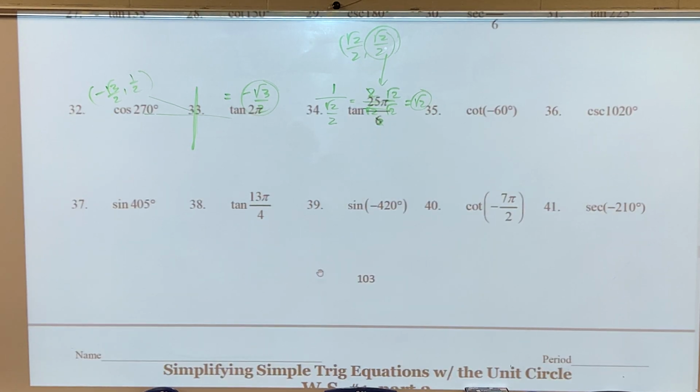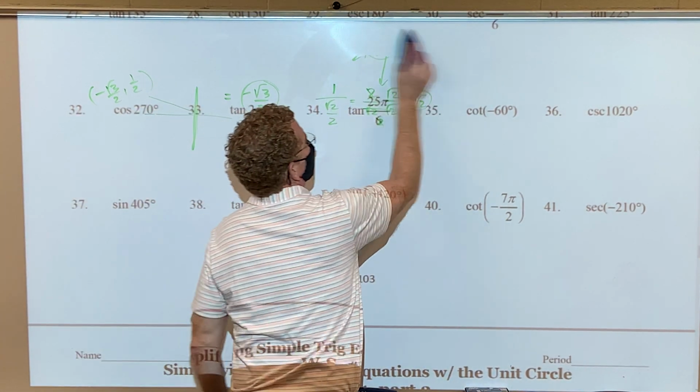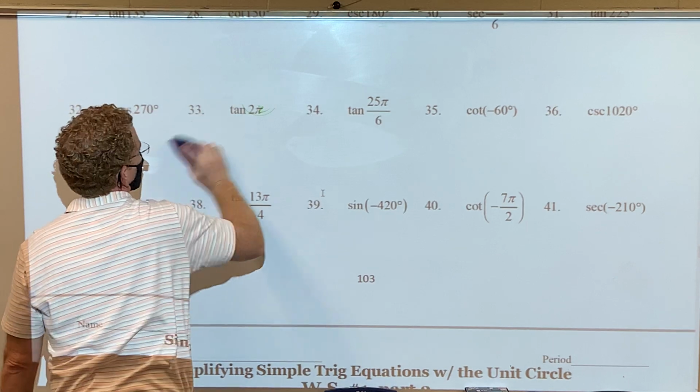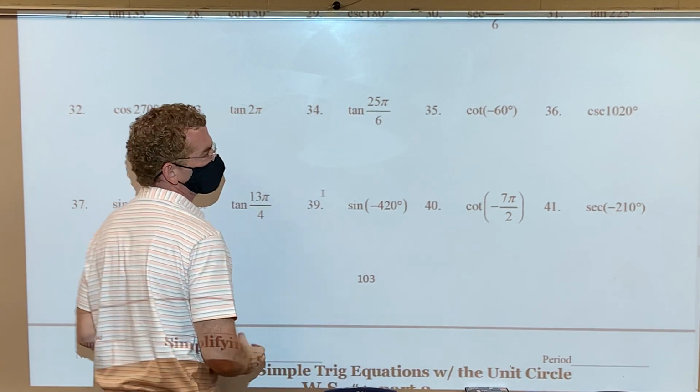And then I will pick one. How about 35? So 35. I'm dealing with cotangent. Where's negative 60?